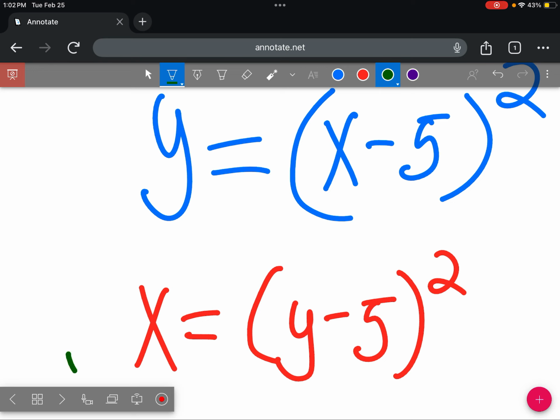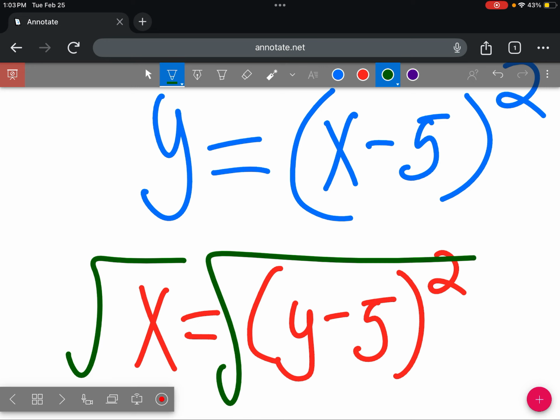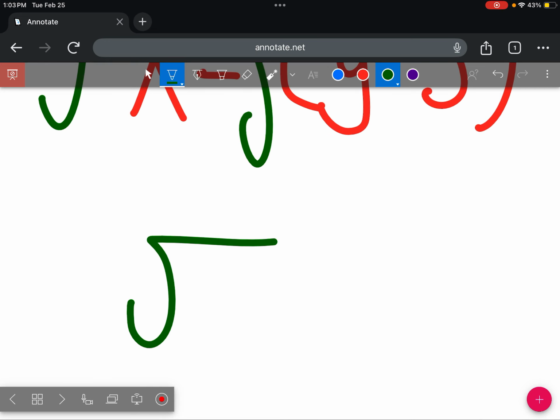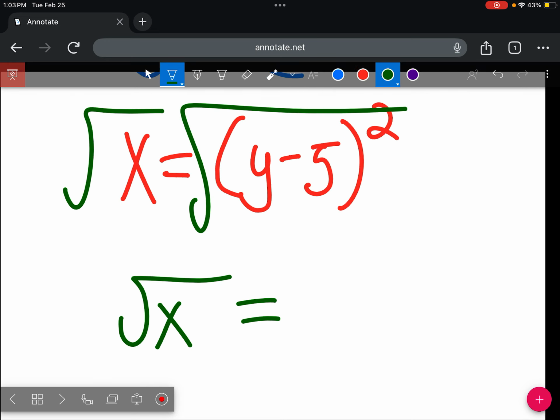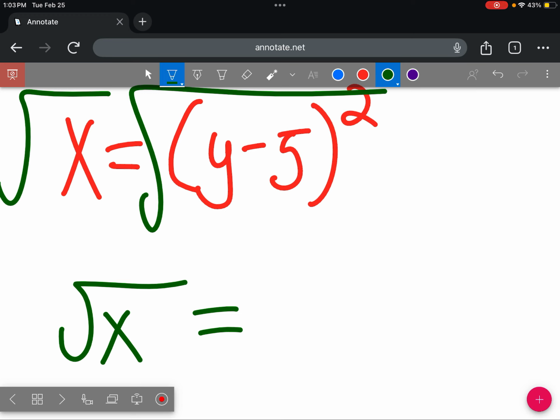Square root on both sides. Very good. Square root of x is equal to, what would that be? Very good. Just y minus 5. Y minus 5 squared. If we take the square root of that, we get y minus 5.